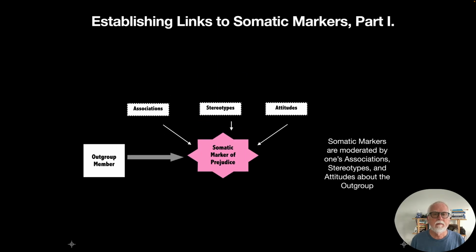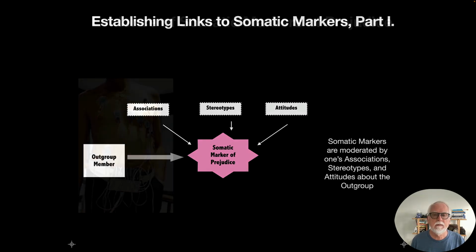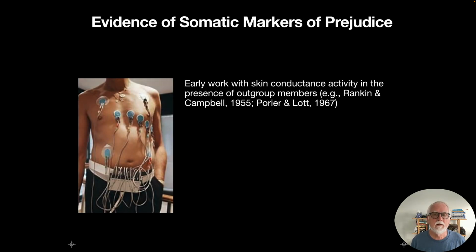First of all, I just want to talk a little bit more about some evidence of somatic markers. Besides my EMG measure, there's lots of work that shows that you can measure prejudice this way. For instance, Rankin and Campbell back in 1955, and Poirier and Lott. What these people did is they used skin conductance activity.